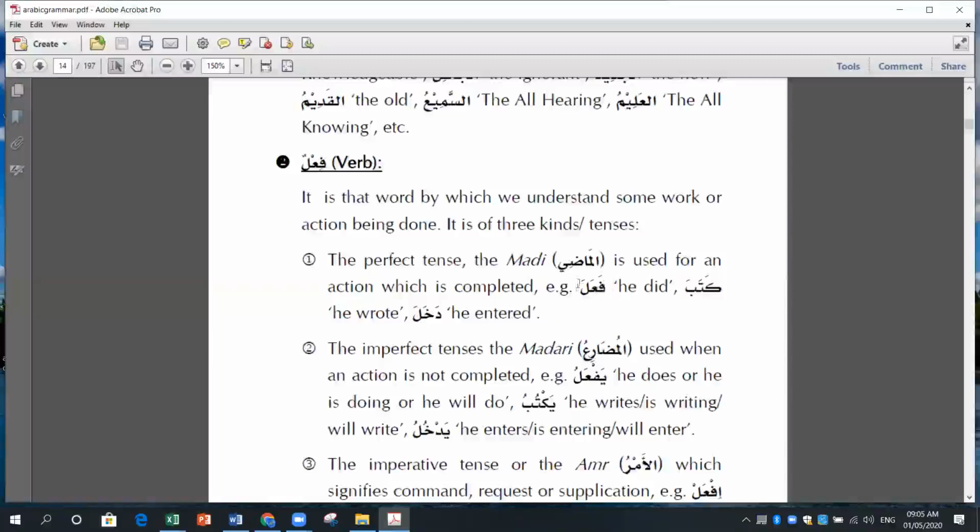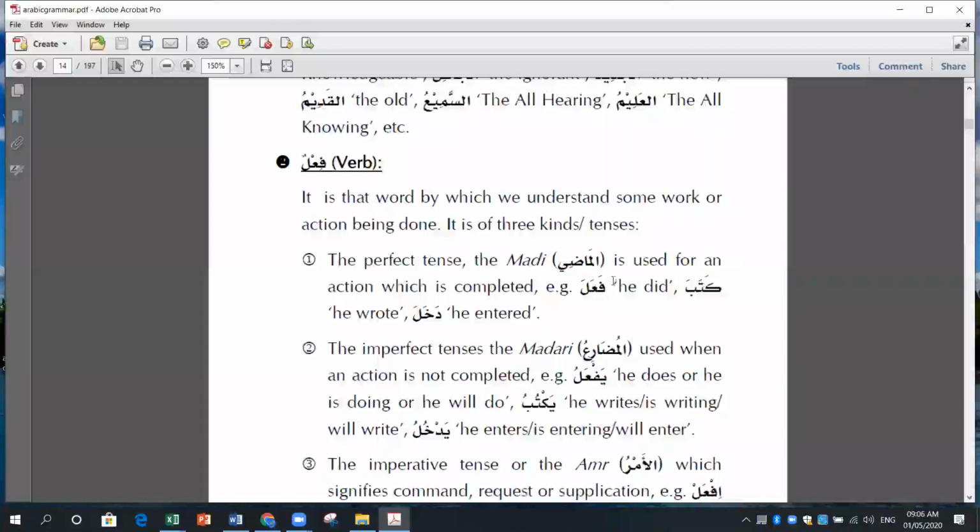Movement of fa and lam will be permanent in fi'l madi. In fi'l madi only, I'm telling you, in past tense only. Clear? The meaning will not be different. Meaning will be the same, just the style of pronouncing a word. Either it will be on the pattern of fa'ala, or fa'ila, or fa'ula. But the meaning will definitely be the same.